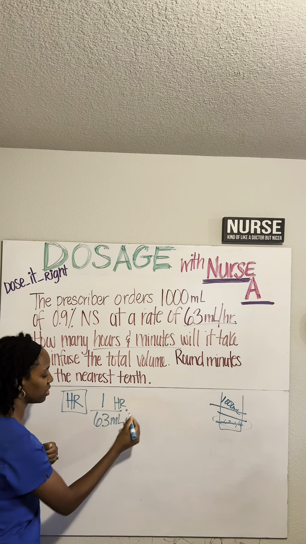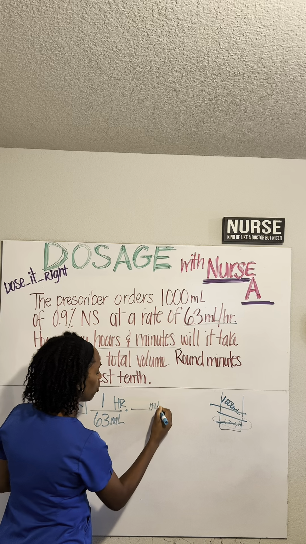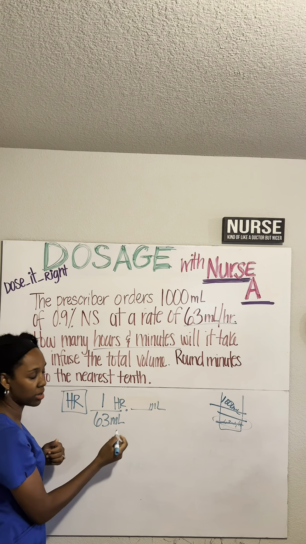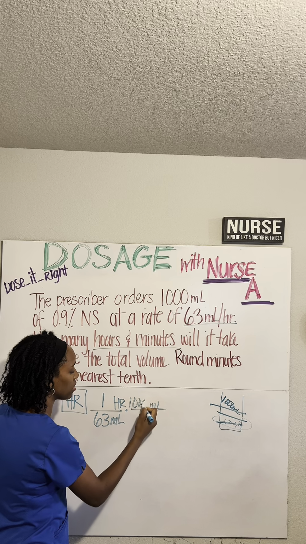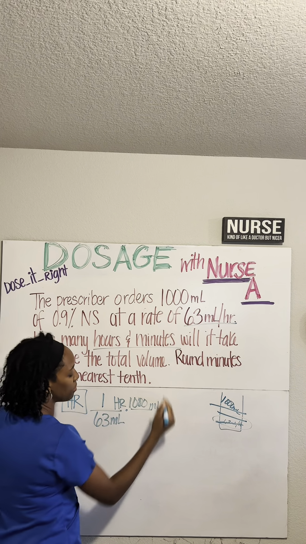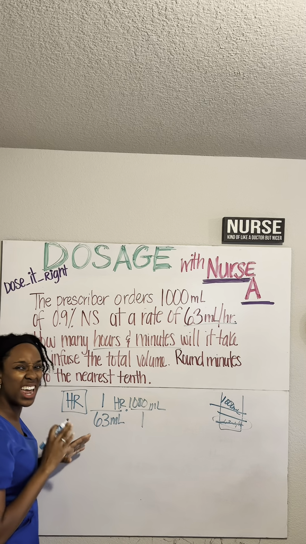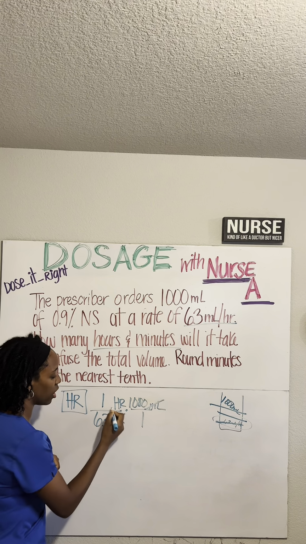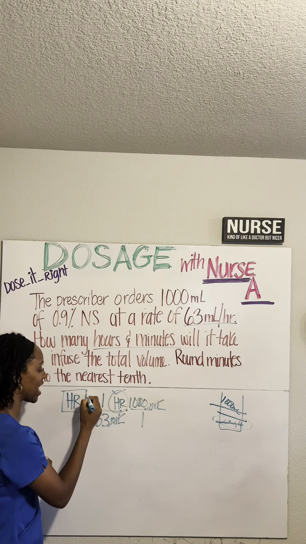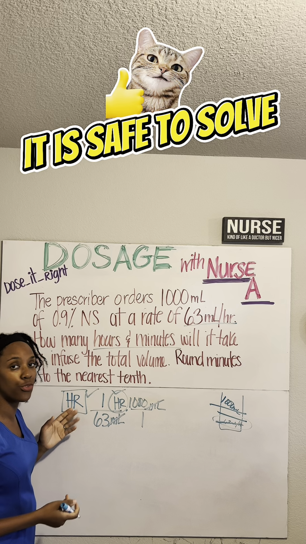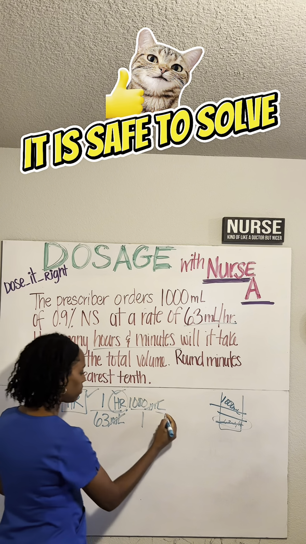Now we have mLs on the bottom, so we need mLs on top, right? Because at the end of the day, we need to be able to cancel out mLs and mLs. So that would be 1,000, all right? Right there. And because it has nothing behind it, you can just give it a 1, but we never put a 0, just give it a 1. Now let's cross out mL and mL, and we're just left with hours, and that's exactly what we're looking for.